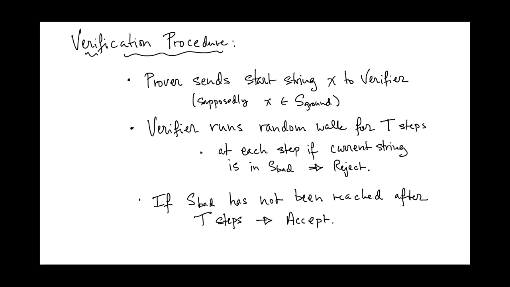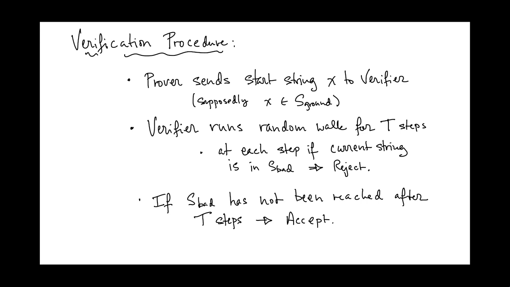So here's the verification procedure. Prover sends a starting string x to the verifier, supposedly in the ground state. Verifier runs the random walk for t steps. And at each step, we're going to check, did we hit the bad strings or not? If I hit a bad string, I reject outright. And if after t steps, I haven't hit a bad string, I'm going to accept.